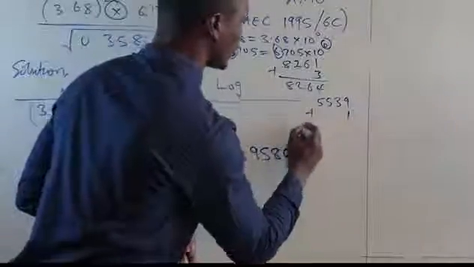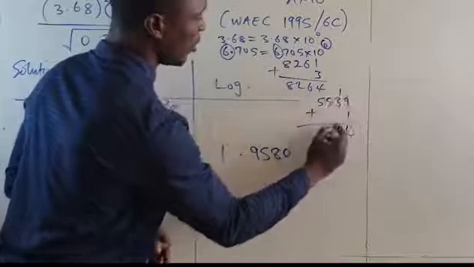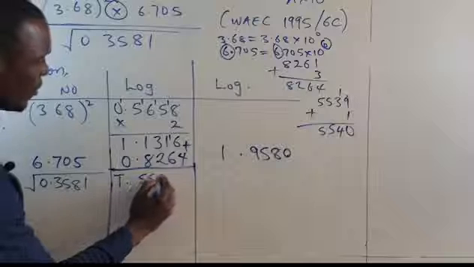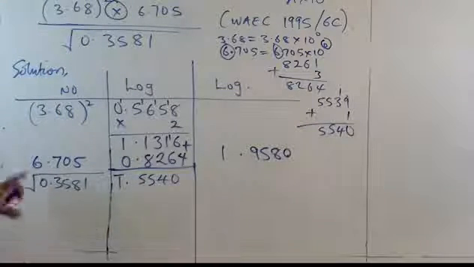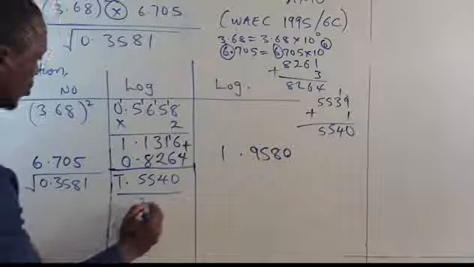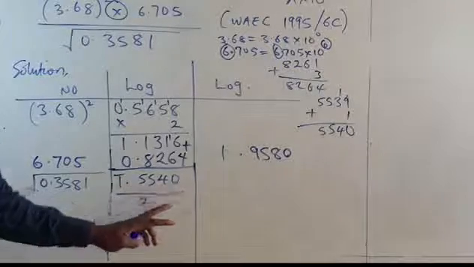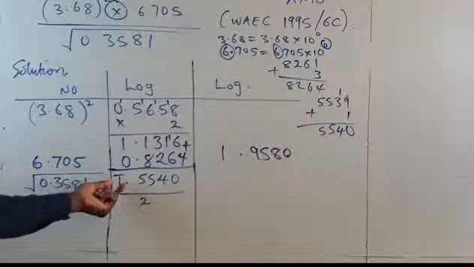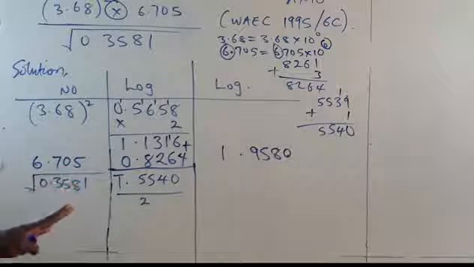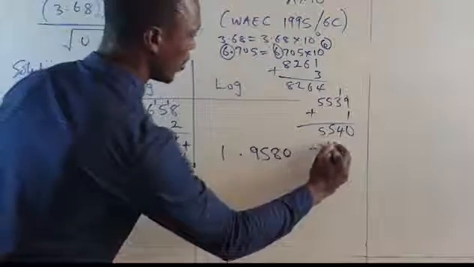So we are going to add the two numbers together. 9 plus 1, 10 is 0, carry 1, 4, 5, 5. So we have 5, 5, 4, 0. Because of the square root here, we are going to divide this number by 2. So to divide bar 1.5540 by 2, we are going to express minus 1 as a factor of 2. So to get the factor of 2, we are going to have minus 2 plus 1.